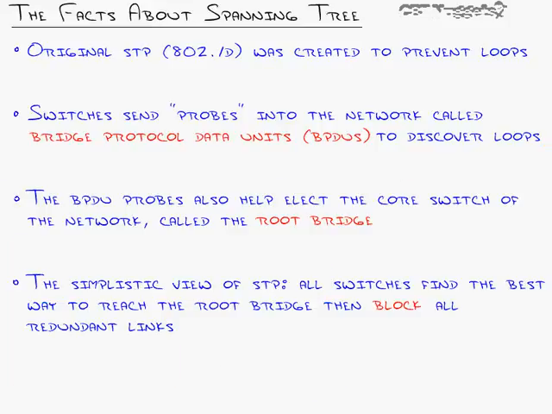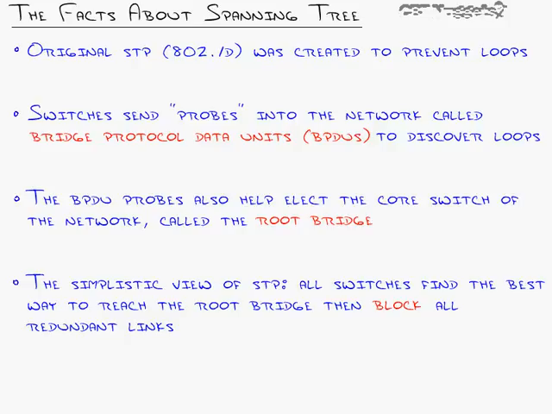Now, let me restate that. These are the core concepts of Spanning Tree, as in everything will build on these 4 statements right here. Number 1, original Spanning Tree, which is 802.1d, it's an industry standard, not developed by Cisco, was created to prevent loops, and I should add to that, a long time ago. This protocol has been around for a good decade, since switches have been in existence.